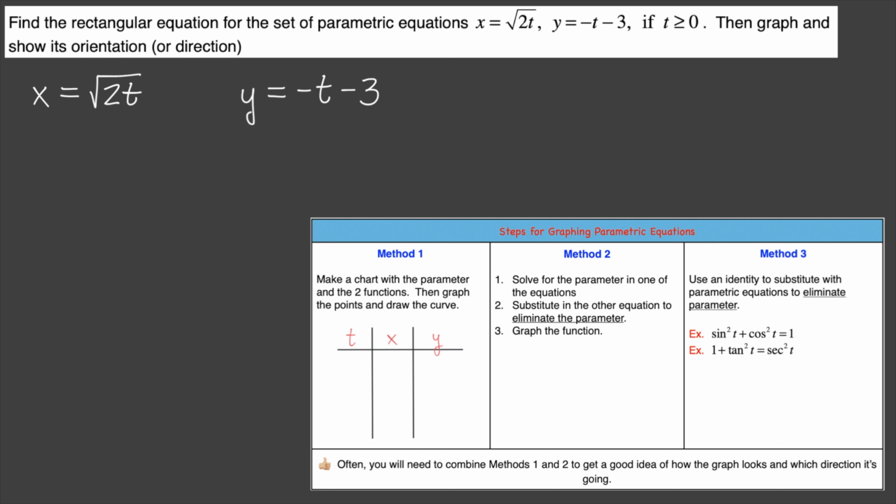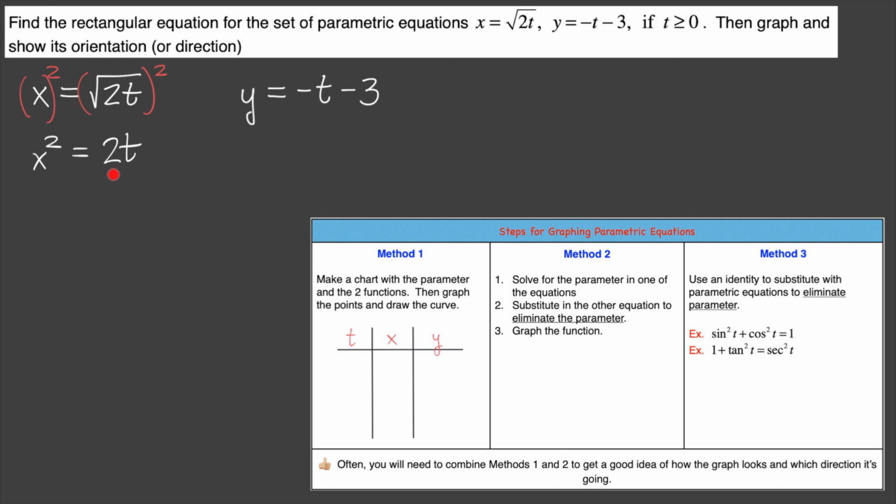Let's isolate t. So our first step is to get rid of the square root. To get rid of the square root, we're going to square both sides. The left side will be x squared, and the right side is really nice. The square root and the square just cancel out, and we get 2t. All right, we're almost there.